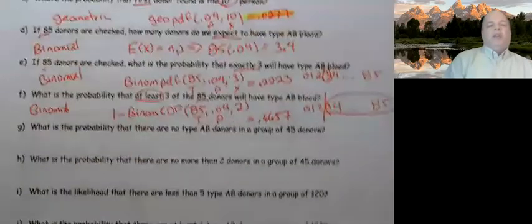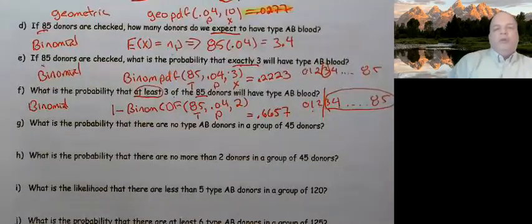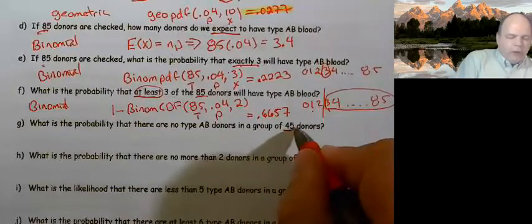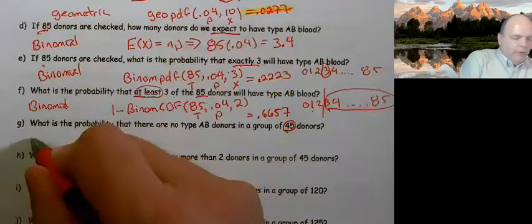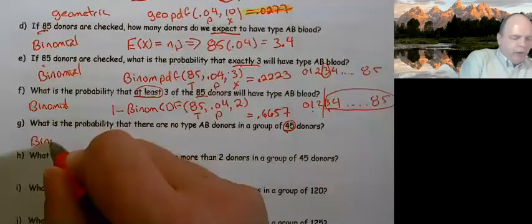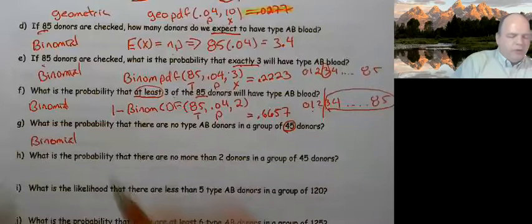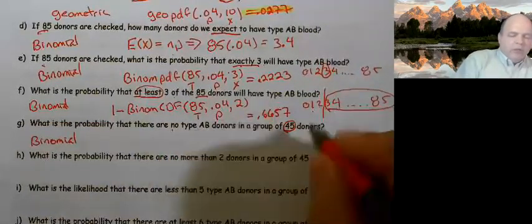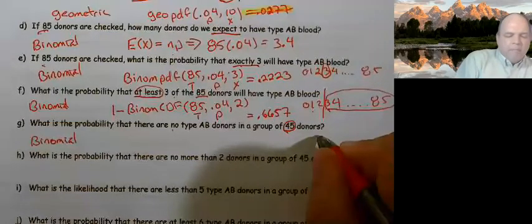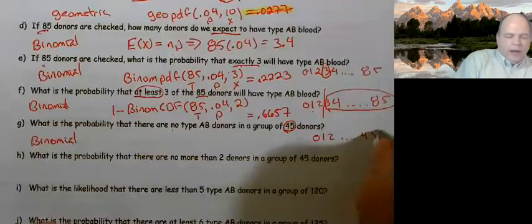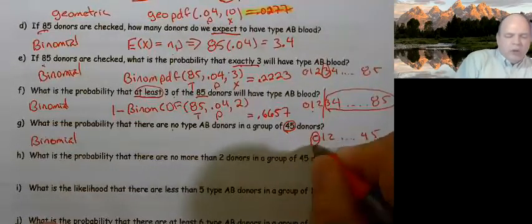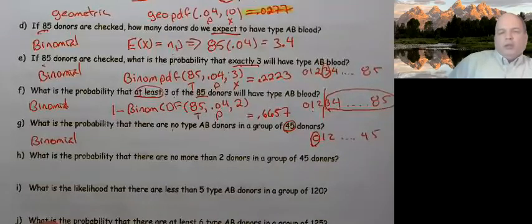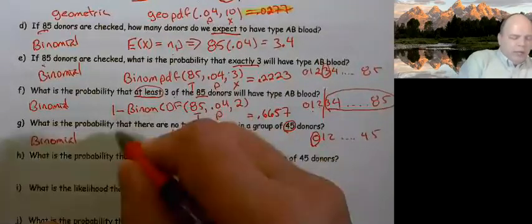What is the probability that there are no type AB donors in the group of 45? First off, we have a specific number of trials. We have 45. So we have 45 trials. So this makes this a binomial because we have a specific number of trials. And we want none. So let's go ahead and make our number line. So 0, 1, 2, ... all the way to 45. So what I'm interested in is 0. I have a singular value. That means it's going to be a binomial PDF.